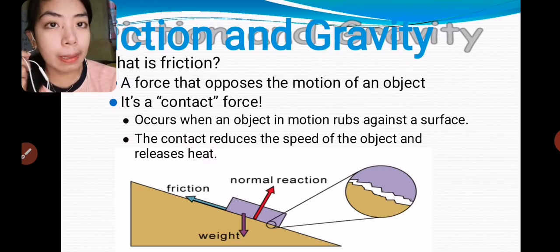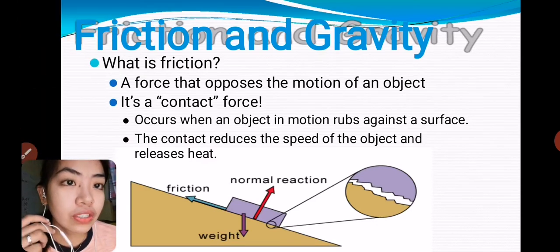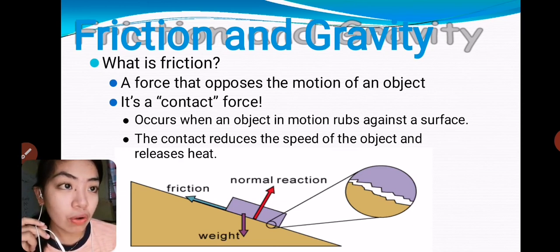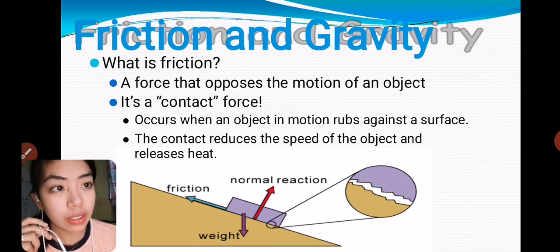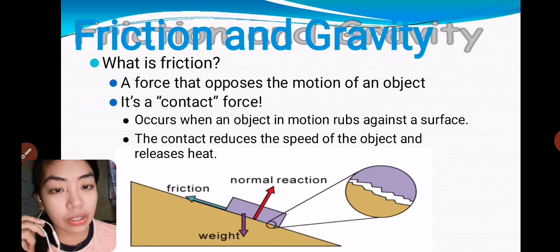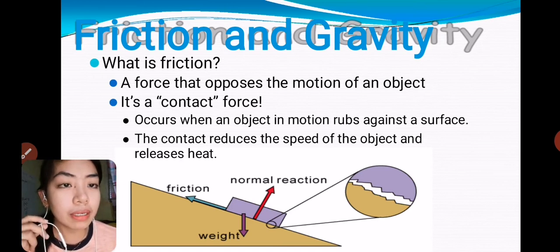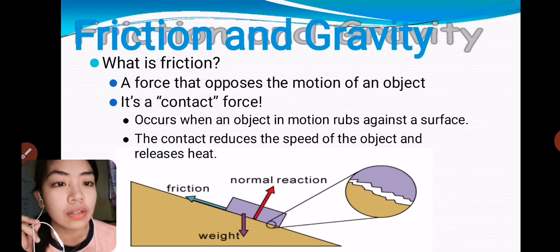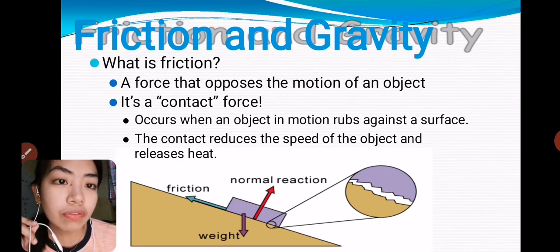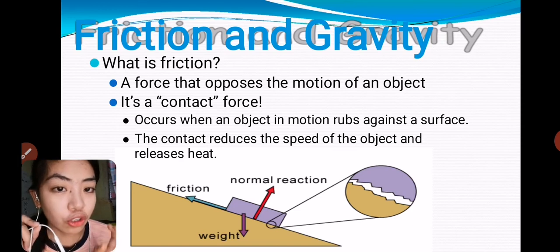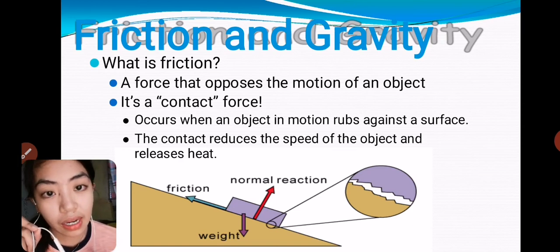Friction and gravity. Pertaining to friction and gravity, so we must describe first the friction. So, friction opposes the motion of an object. When we say opposes, pinipigilan niya yung movement ng object. Or there are some cases na tinatawag natin siyang contact force. Pag sinabi natin contact force, there is a rubbing among those two objects. So, this contact reduces the speed of the object and releases heat. So, pag sinabi natin friction, ito yung nagkakos kung bakit tumitigil yung isang object.